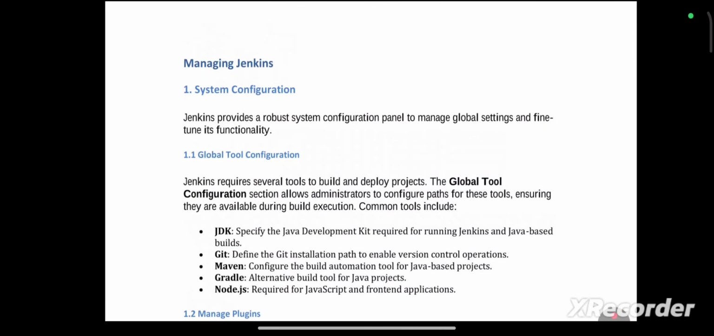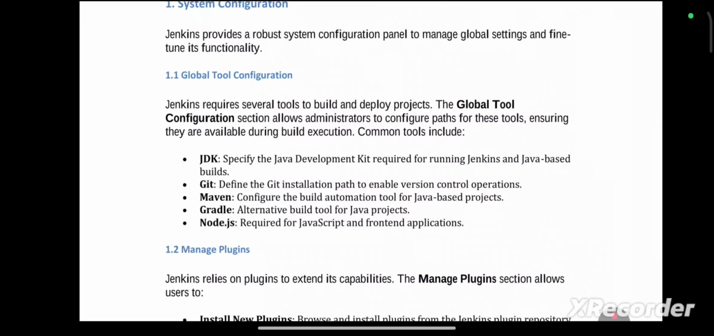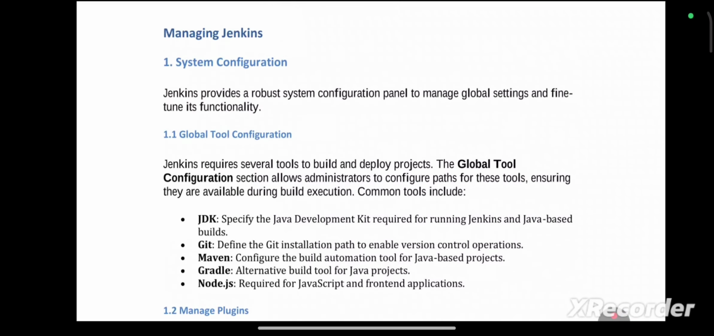First of all, let's discuss system configuration. Jenkins provides a robust system configuration panel to manage global settings and fine-tune its functionality. Global settings in the sense, let's say you created one pipeline and configured settings within this pipeline job, then it will be limited to that particular pipeline only. If you set it globally, then it will apply to every pipeline.